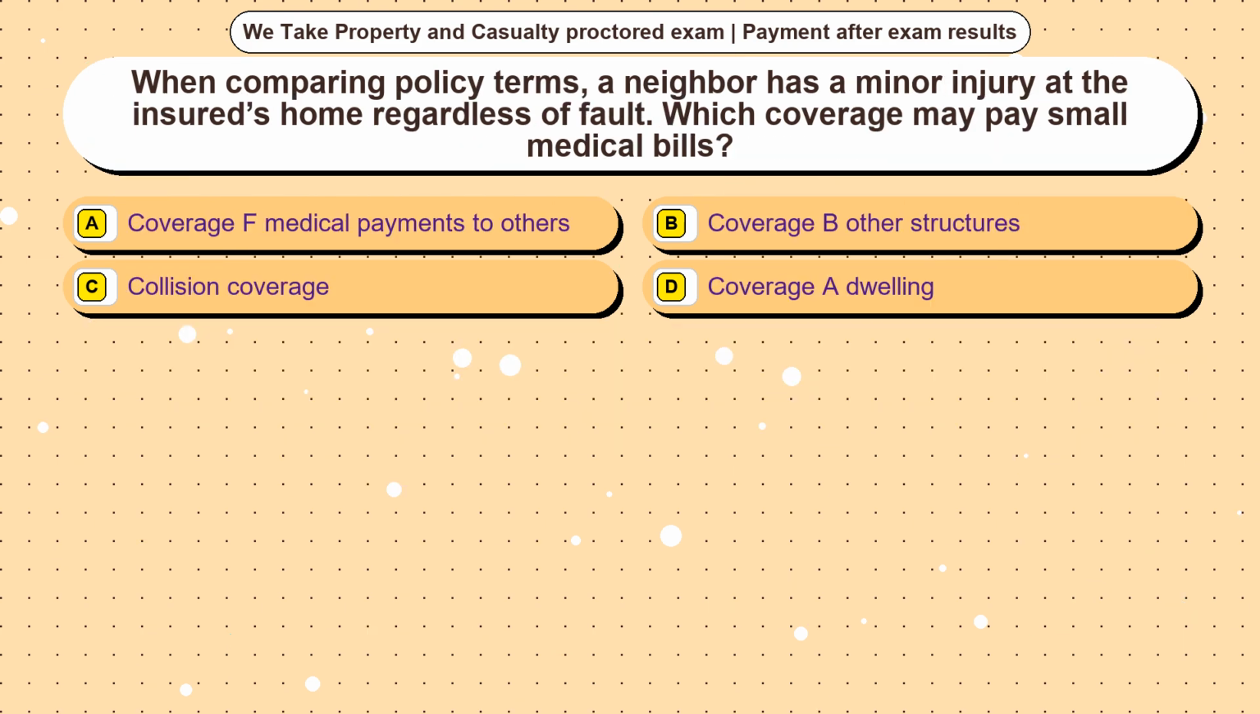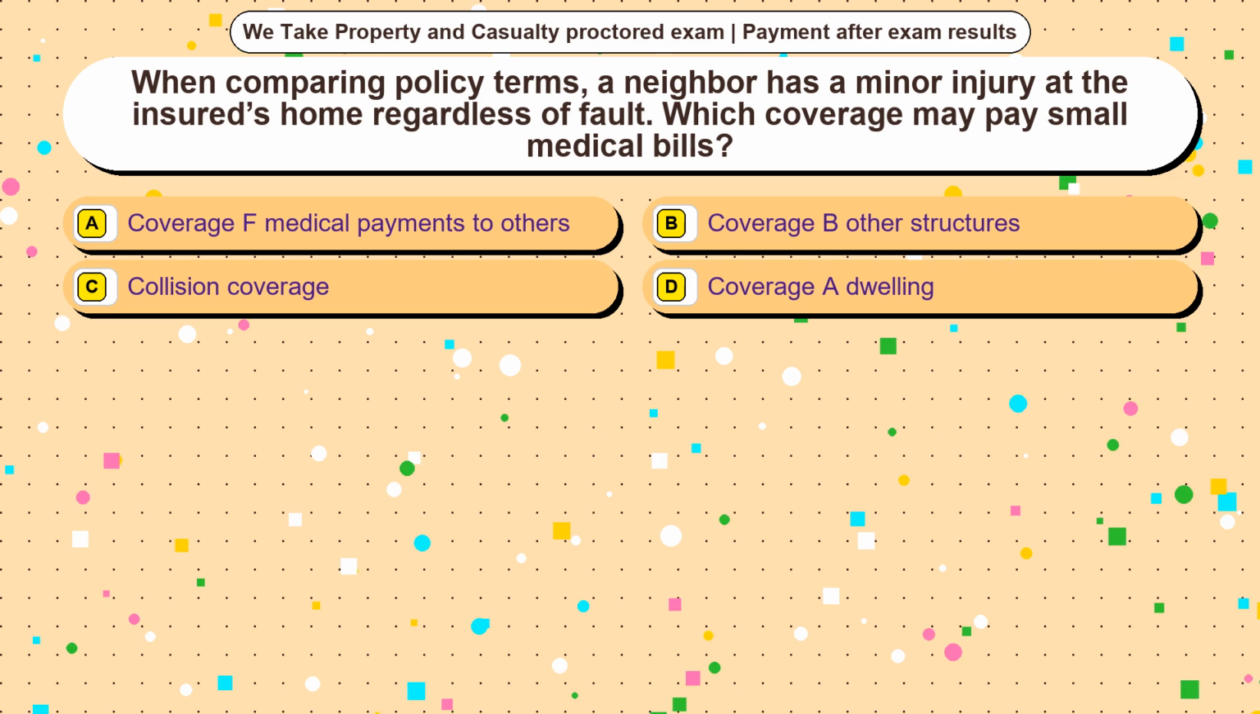Question 3. When comparing policy terms, a neighbor has a minor injury at the insured's home regardless of fault. Which coverage may pay small medical bills? Option A, coverage F, medical payments to others. Option B, coverage B, other structures. Option C, collision coverage. Option D, coverage A, dwelling. The correct answer is option.